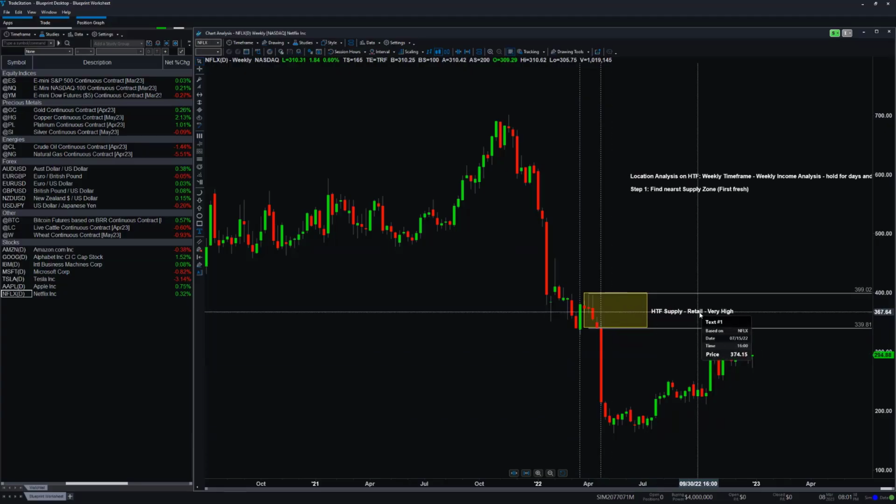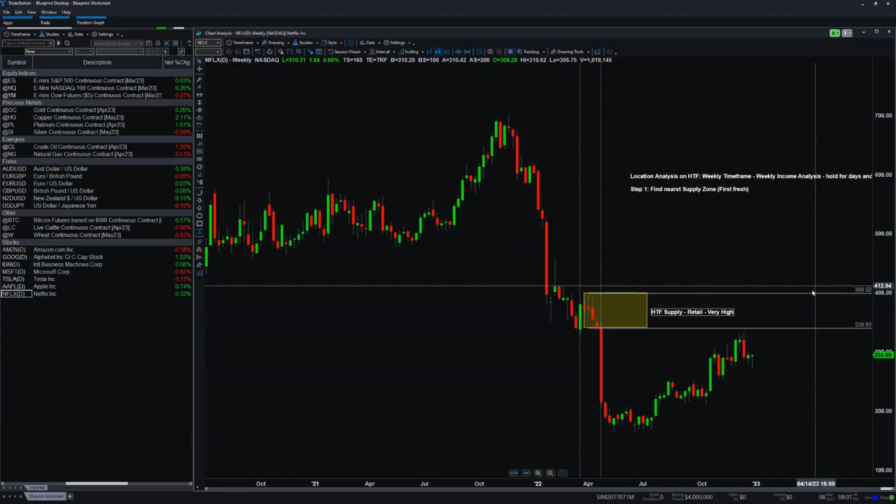So now we've categorized a certain price area in the chart in terms of whether price is expensive or cheap. In this case, because it's very high, it's very expensive. We're just looking at price, just looking at technicals. This up here is very expensive.